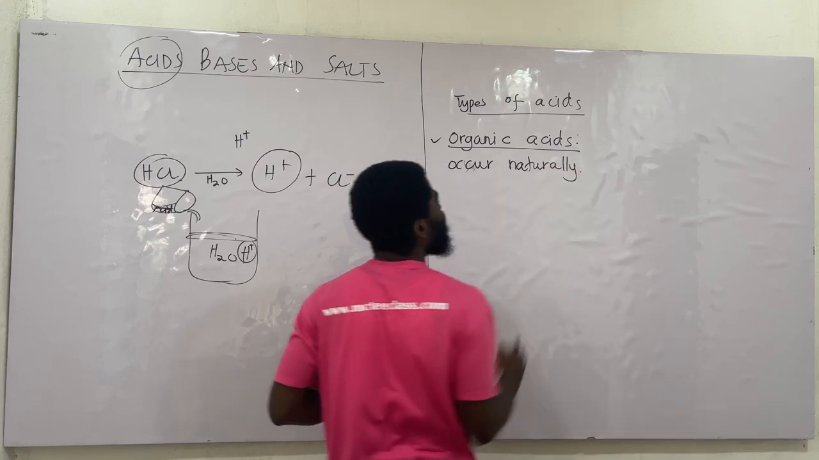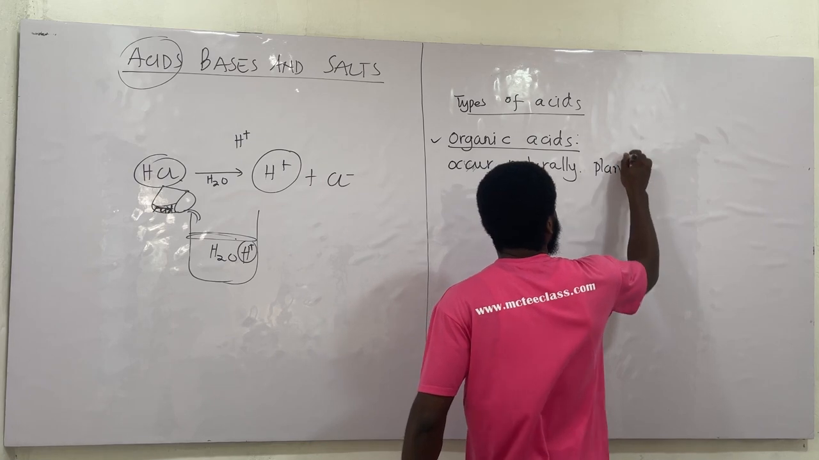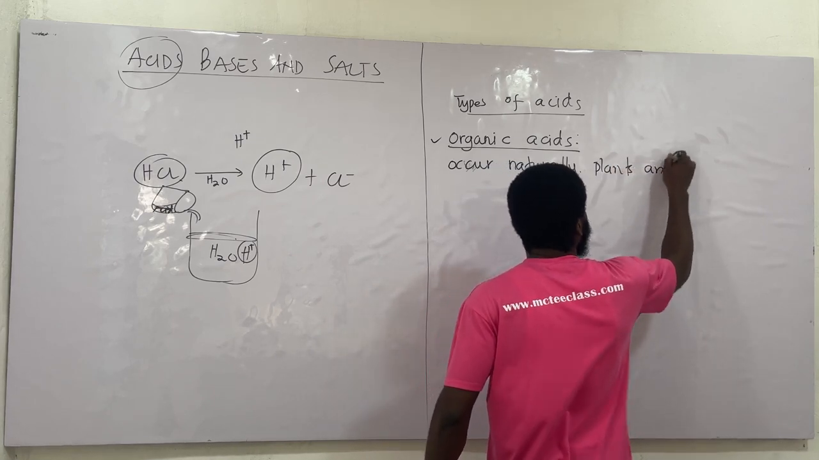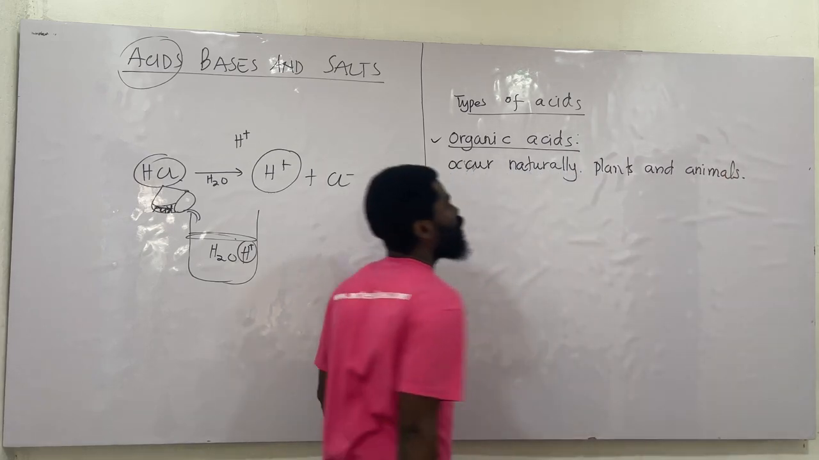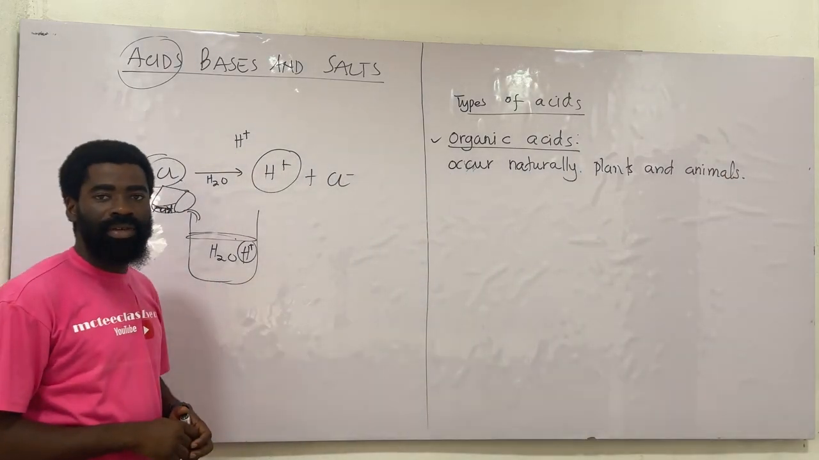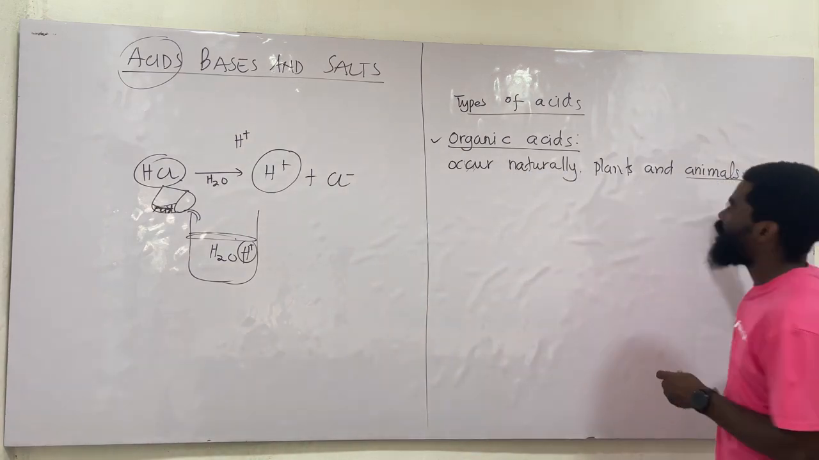Organic acids occur naturally in where? We can find them in plants, and also in animals. So this is where we can find organic acids. You get the point? An example is the HCl in our stomach, and that is an animal.